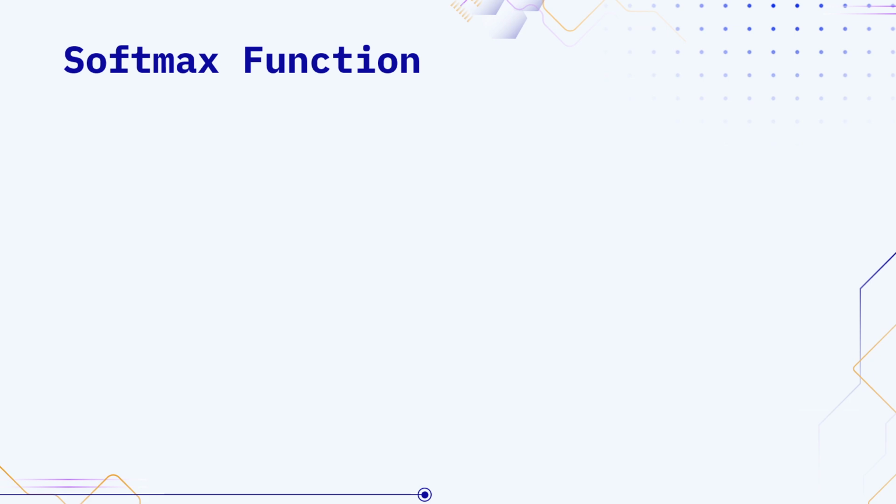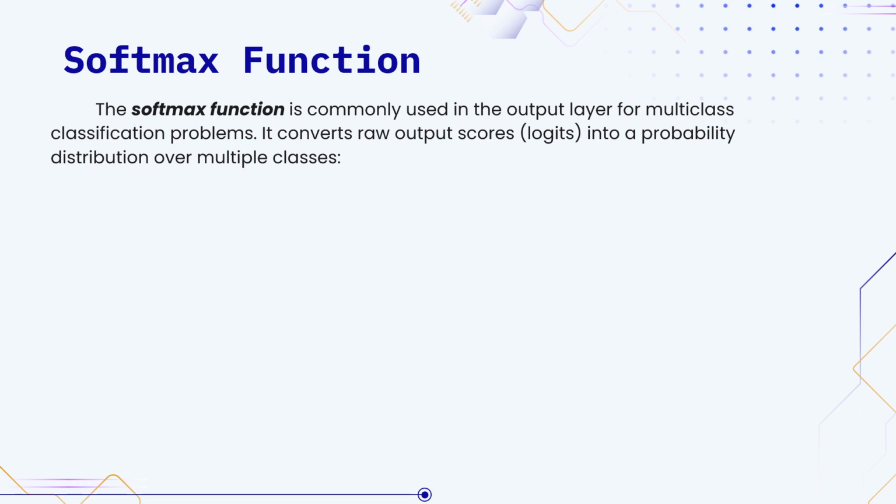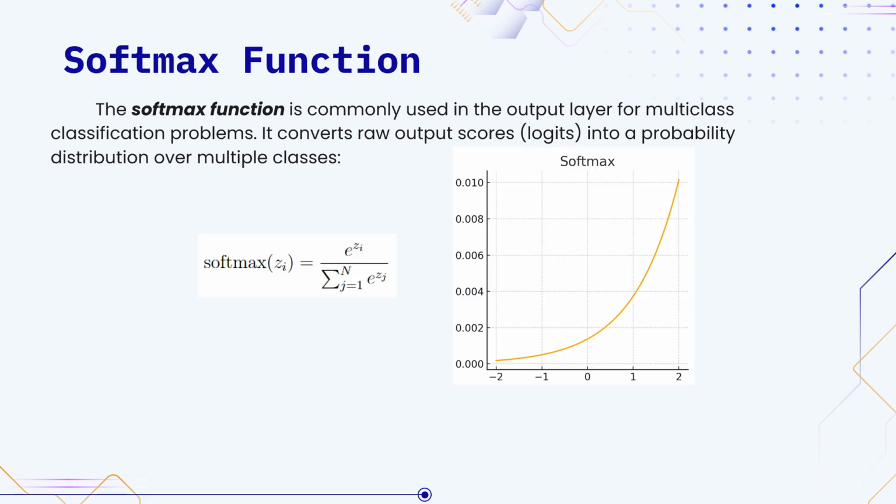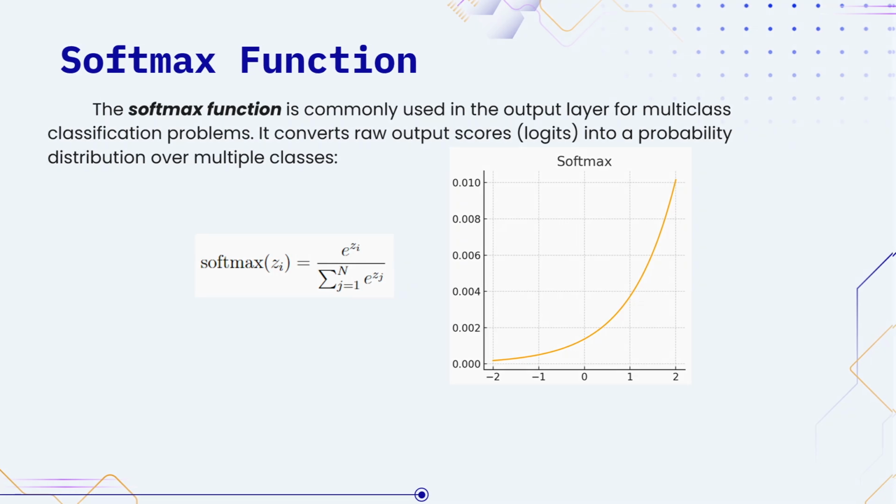Moving to the next function, which is the softmax function. It is commonly used in the output layer for multi-class classification problems. It converts raw output scores, or logits, into a probability distribution over multiple classes. The function ensures that the sum of the output probabilities is equal to 1, making it ideal for problems where the output must represent probabilities of mutually exclusive classes, such as in image classification.